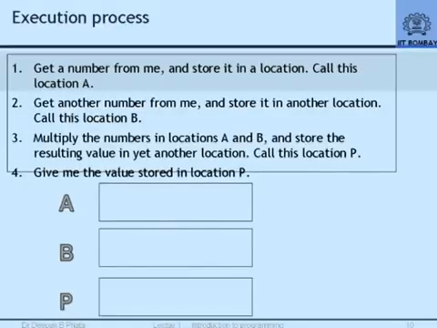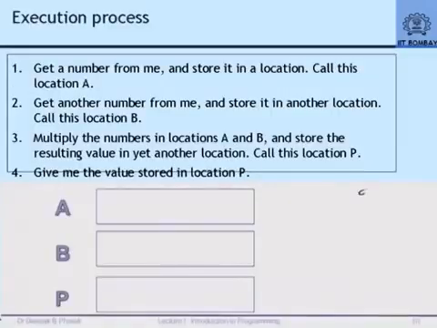So first instruction, get a number from me and store it in a location. This time obviously I will have to supply a number. So let us say I supply 25. When I supply the number 25, what will the machine do? It will take it and keep it here. Then it will go to the next instruction. It will say again, give me a number. This time let us say I give it a number 2.